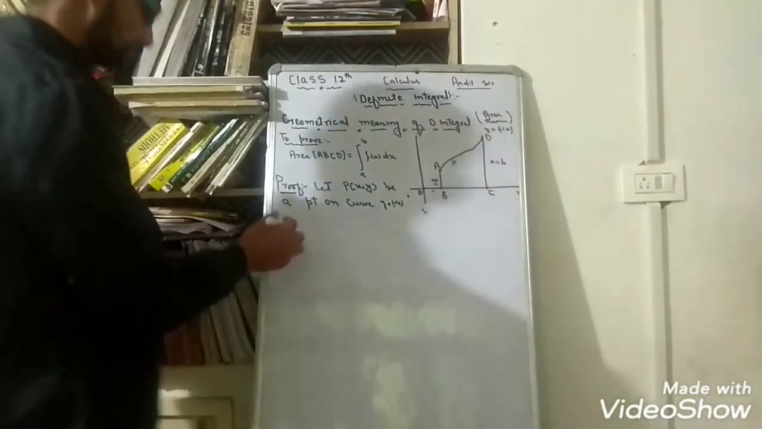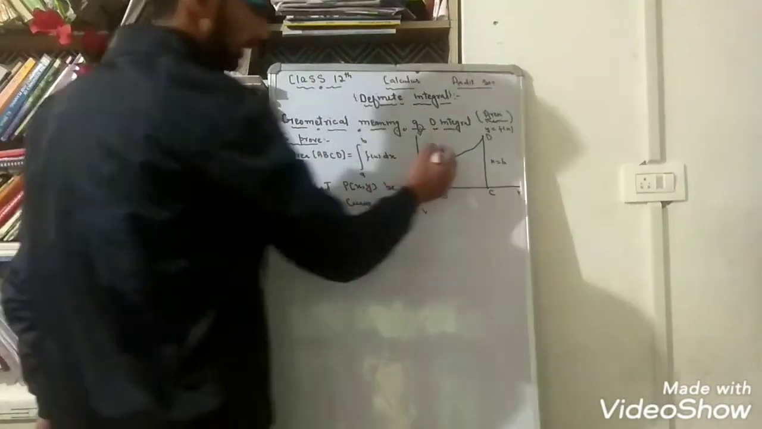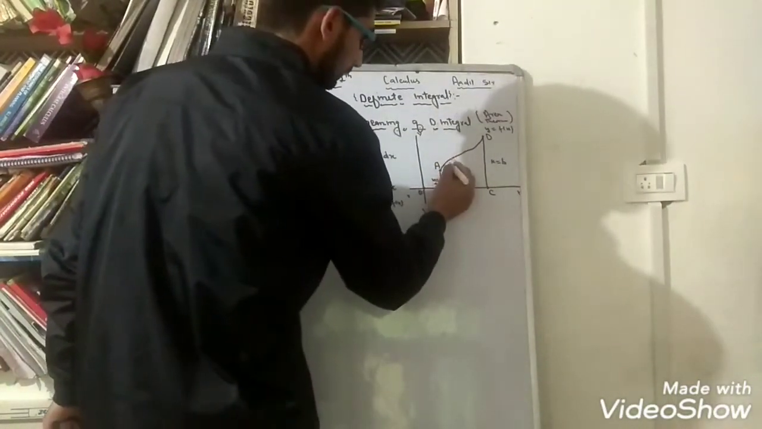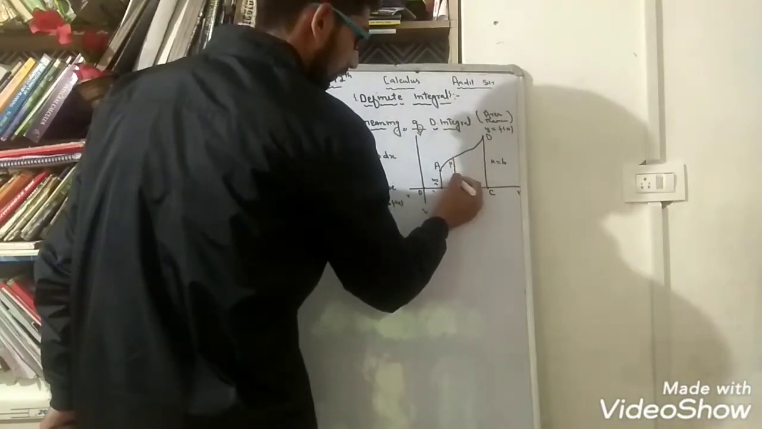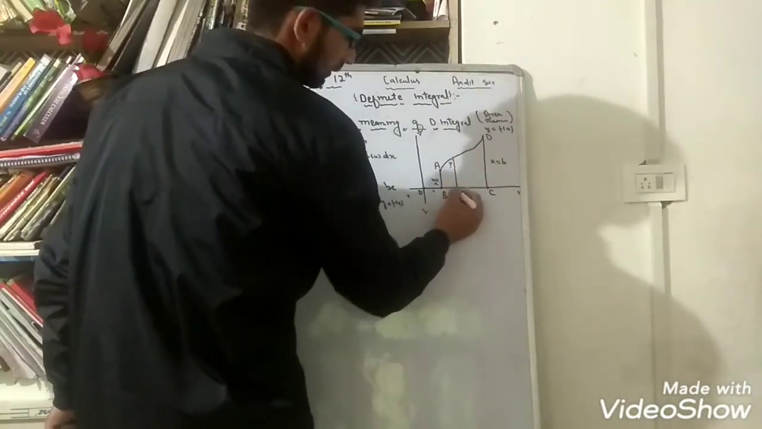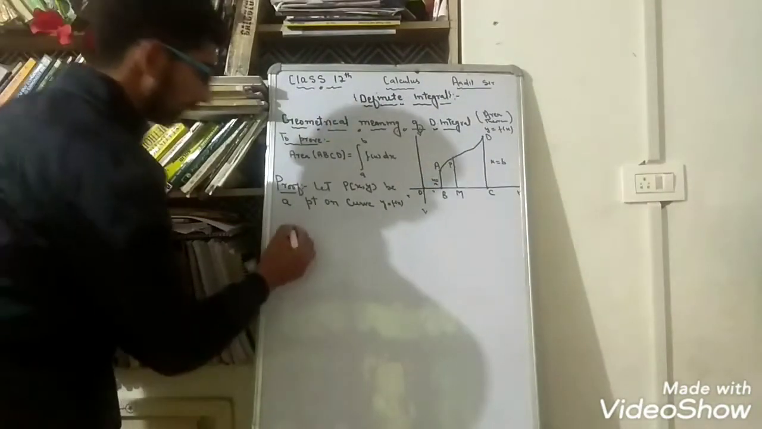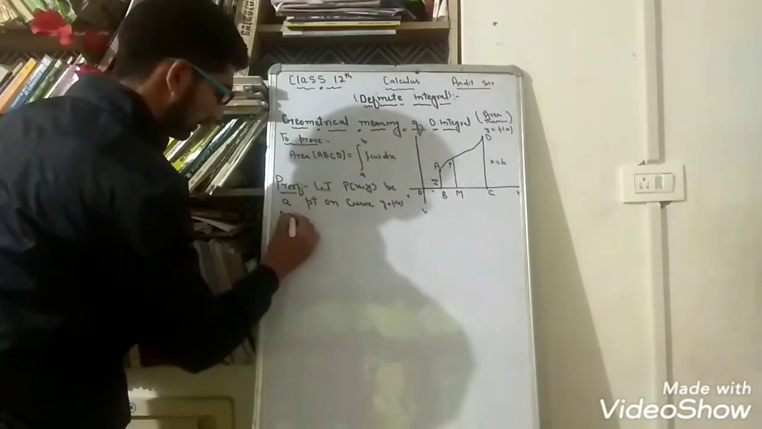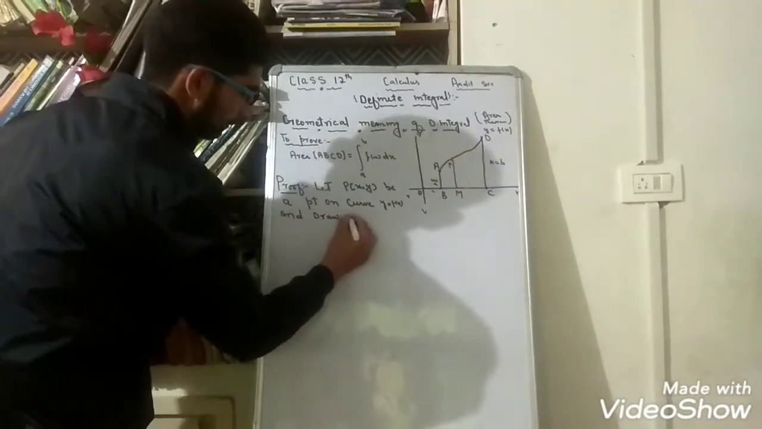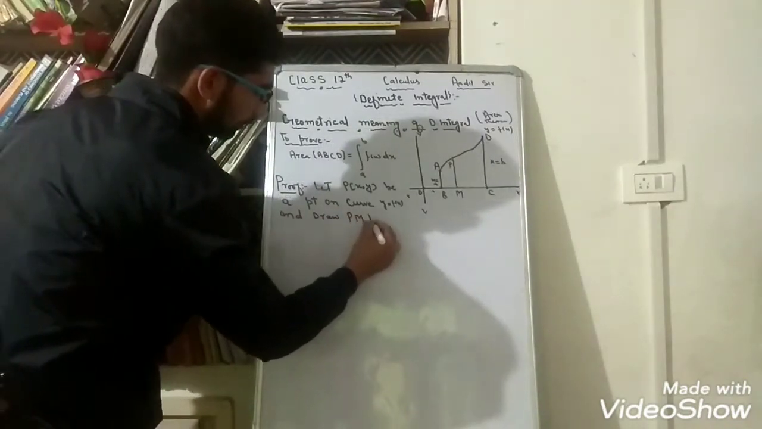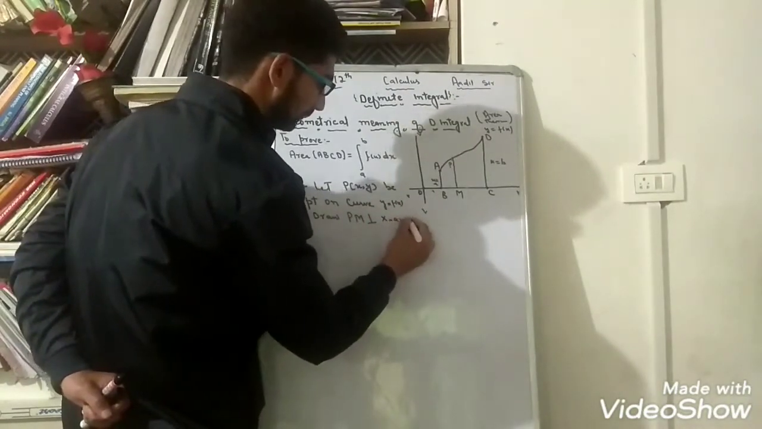Then from this point P, I will draw a perpendicular to this x-axis, for example PM. So I will write here and draw this PM perpendicular to x-axis.